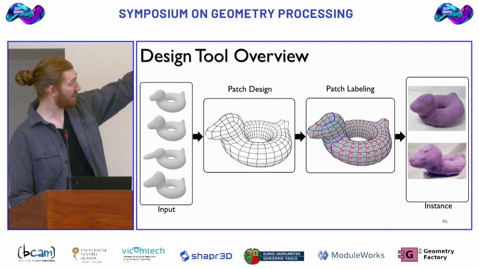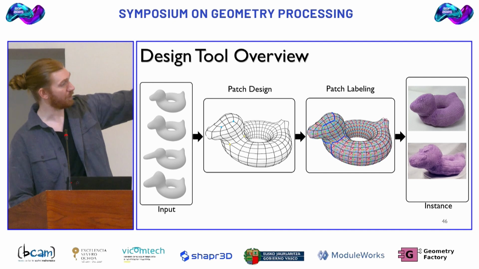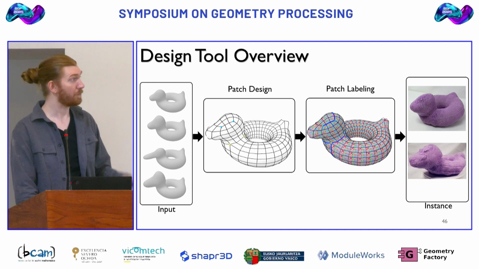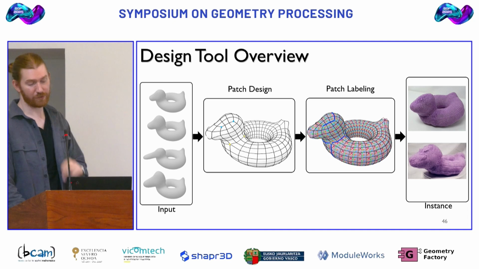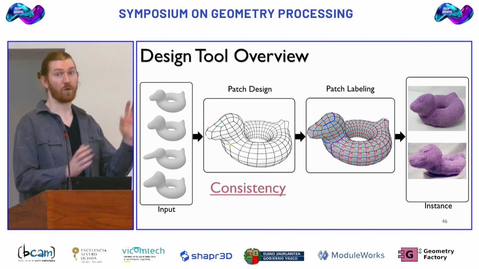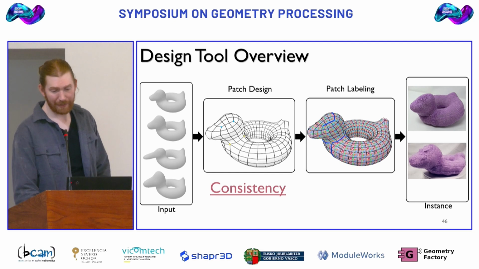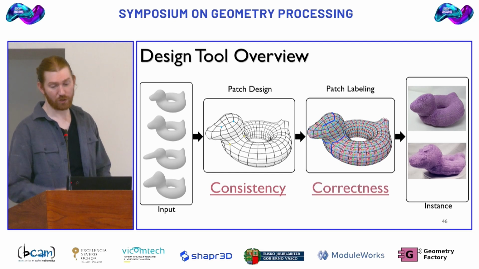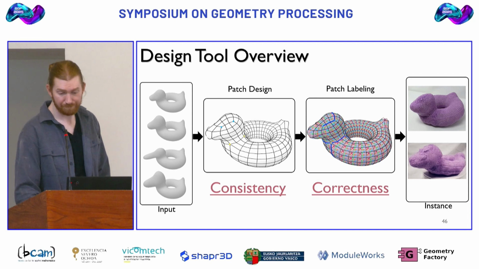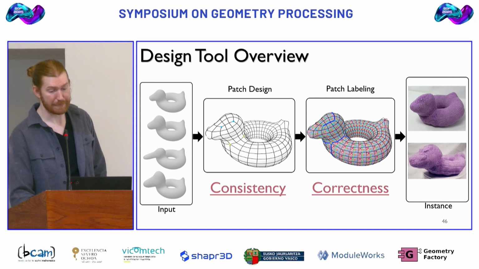So any of these shape variations on the left, we can make a corresponding program on the right and knit it. So this design tool needs to address 2 main challenges. The first is designing consistent patch layouts across the whole input family of shapes. And the second is creating correct labelings, so valid coarse knit meshes that are knittable. So first we're going to talk about consistency.